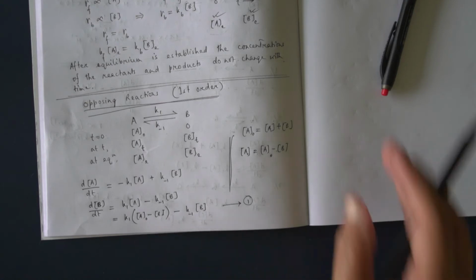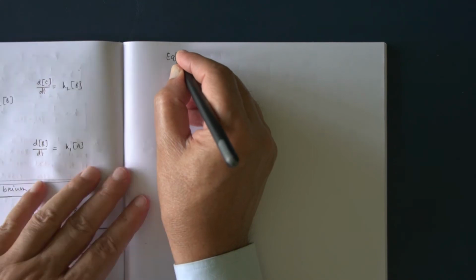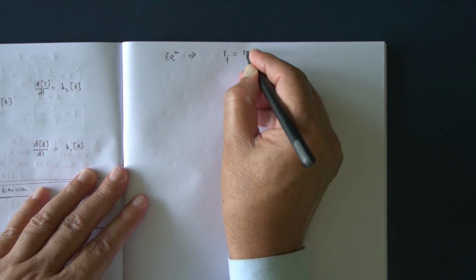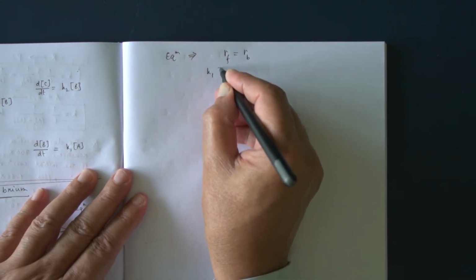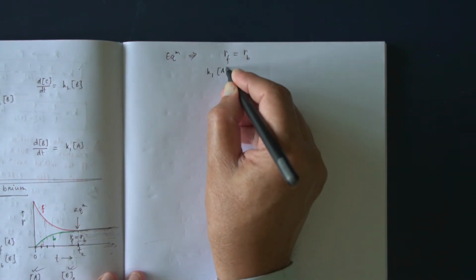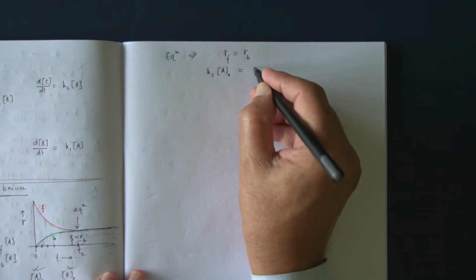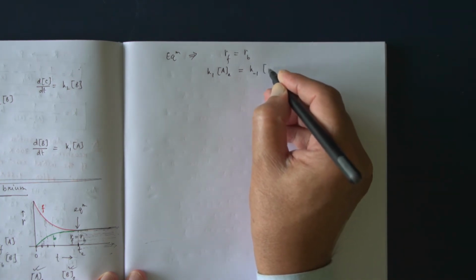Okay, now you see, we have already seen at equilibrium. Equilibrium means rate of forward reaction equal to rate of backward reaction. That means k1 into AE, the rate of forward reaction, is equal to k minus 1 into BE, the rate of backward reaction.